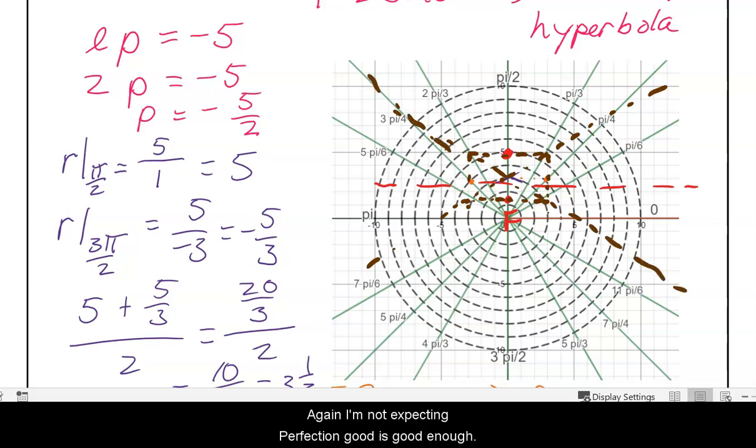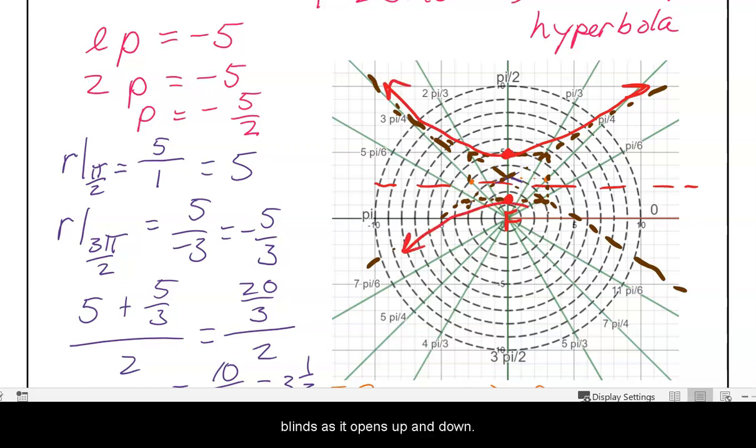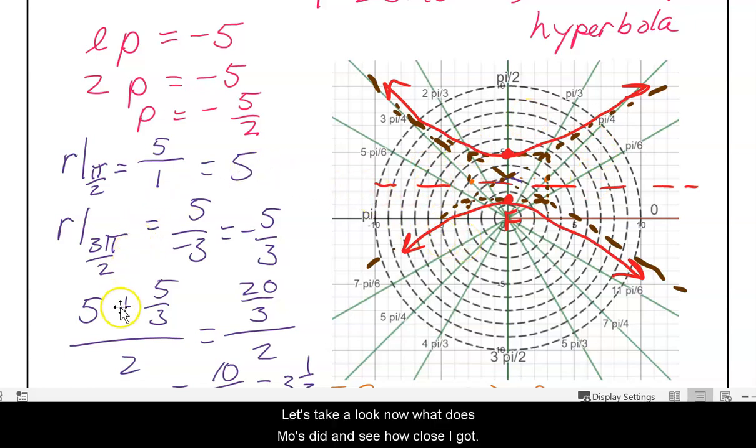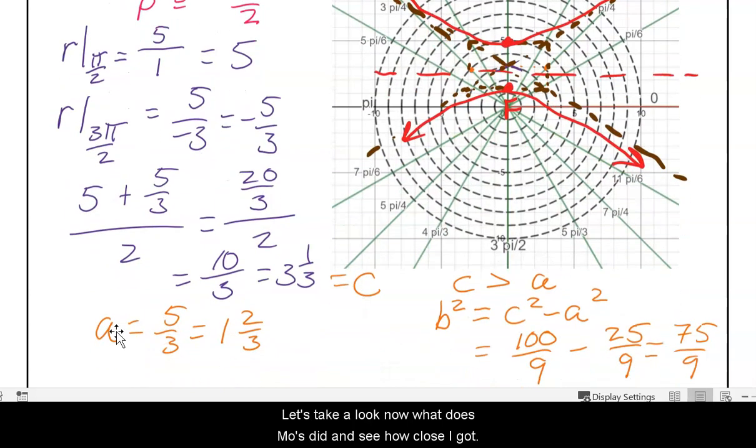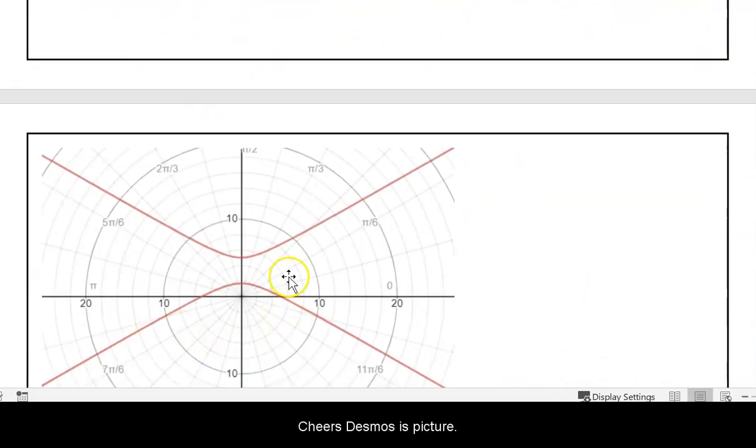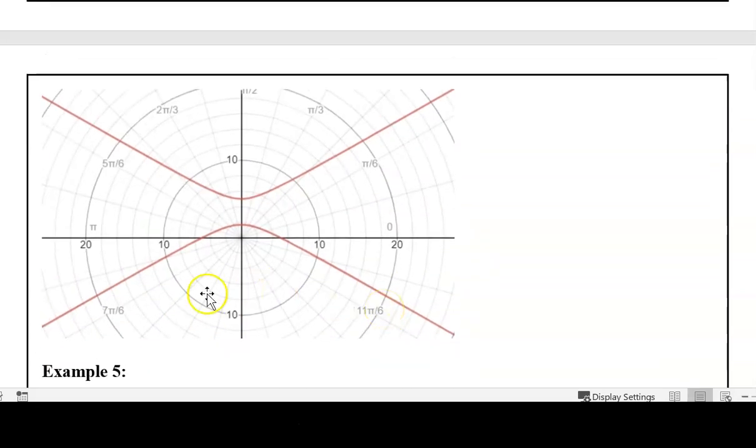Again, I'm not expecting perfection. Good is good enough. Now come back to the major vertices and draw hyperbolas that hug along those asymptote lines as it opens up and down. That's the best rendition I can do for this hyperbola, but I expect you can do better. Let's take a look now at what Desmos did and see how close I got. Here's Desmos's picture. It's close. It's very close.